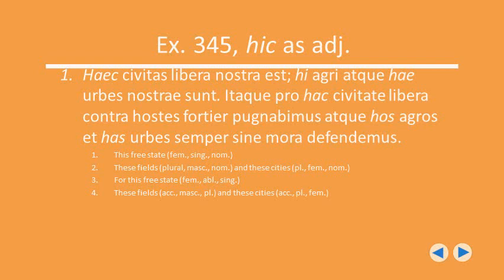So we have these fields now as the object, accusative masculine plural, and these cities as the object, accusative plural feminine. All right, so now I'd like you to pause and just see if you can translate the first sentence here. All right, so let's take a look. Haec civitas libera nostra est, this free state of ours. Or you could translate it as this is our free state. Hi agri atque hae urbes nostrae sunt, these fields and these cities are ours, or these are our fields and cities.